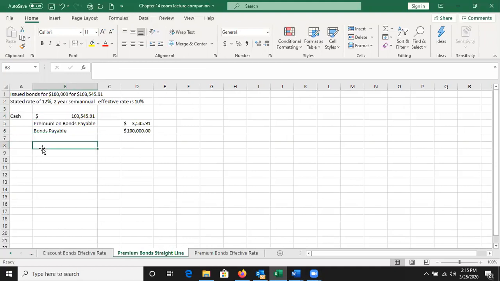Under the straight line method, again, it's nice and simple. You take this premium figure divided by the number of interest payments we're going to make. So if this is a 2-year bond, but we're going to make an interest payment twice a year, 2 years times 2 interest payments a year is 4.